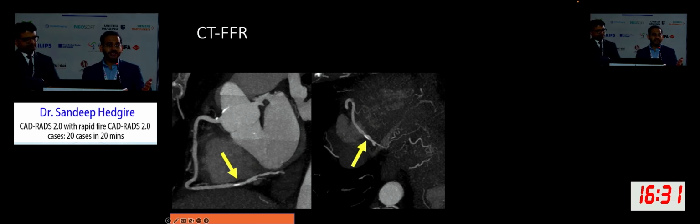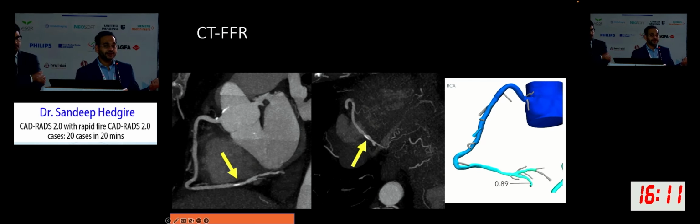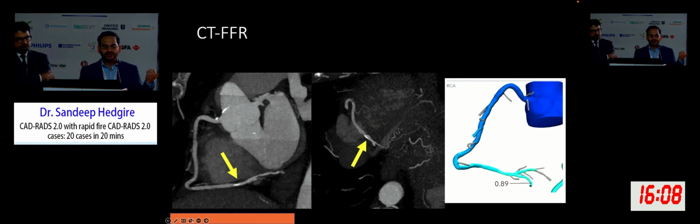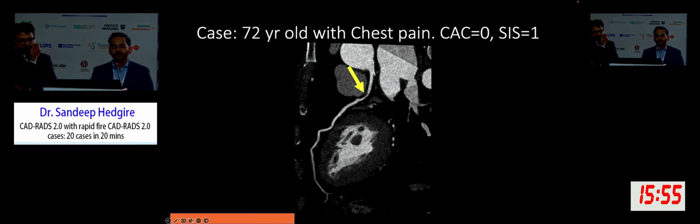Alright, next one is a case of this. Because this is CAD RADS 3, we send it for CT FFR. We don't send all the cases for heart flow analysis, we only send 3, and if there's going to be a big difference, single vessel versus multiple vessel, then we send occasional 4As and 4Bs, but usually we only send CAD RADS 3. So we send it for CT FFR, and here is a CT FFR picture, and you can see that there is no hemodynamically significant stenosis in that segment. So then modified CAD RADS on the follow-up report was CAD RADS 3 P1 I minus. I minus meaning that there is no stenosis.